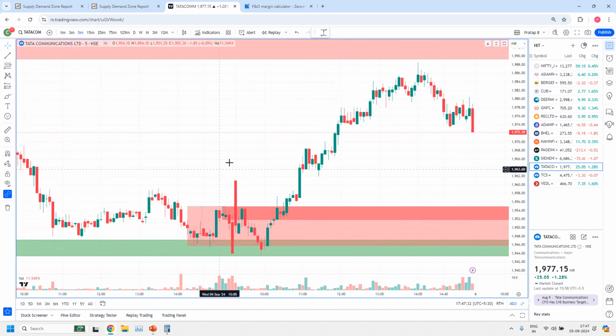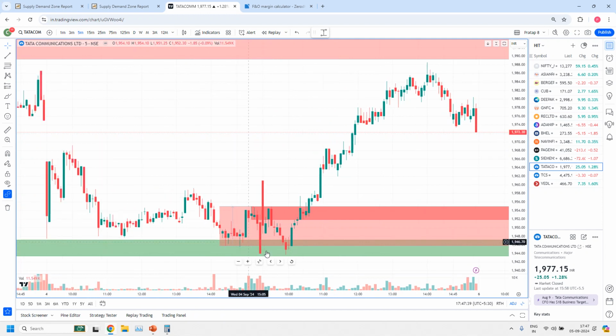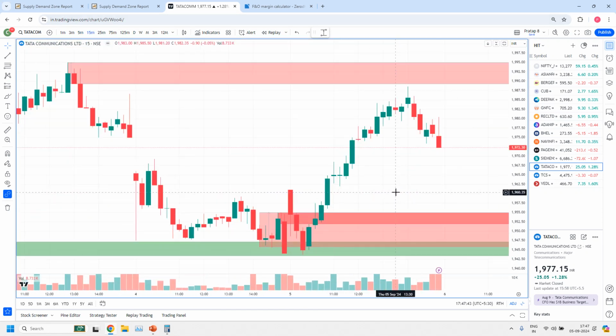Because this existing 5-minute zone is responsible, if they may create a new zone also here, that possibility is also there. But did they create any new 15-minute zone here? No. Here they created rally, base, 2 base, rally. Next time when the prices retrace, probably it may work, but it may not have that much power because they again created rally, 3 base candles, rally. Again they created rally, 3 base candles, rally.